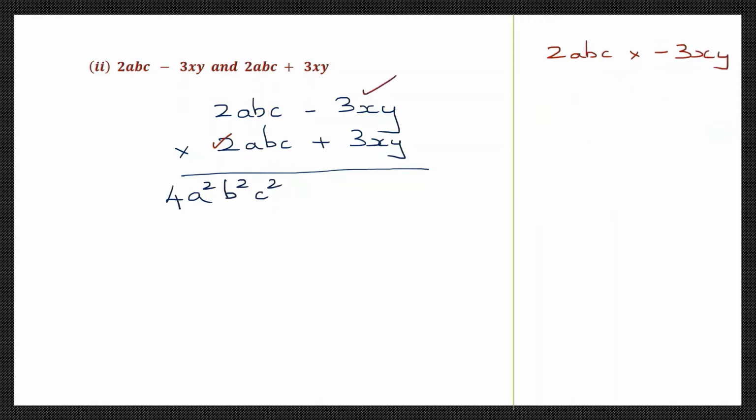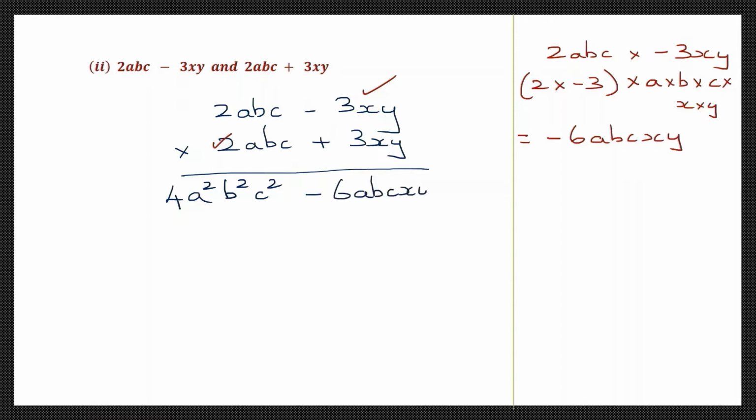Now we multiply 2abc into minus 3xy. So 2 into minus 3, we just have everything in single cell. So let's write 1a, 1b, 1c, 1x and 1y. So let's work this out. Minus into plus is minus. 2 3s are 6. Now let's write a, b, c, x, y. So let's write that down here. Minus 6 abcxy.